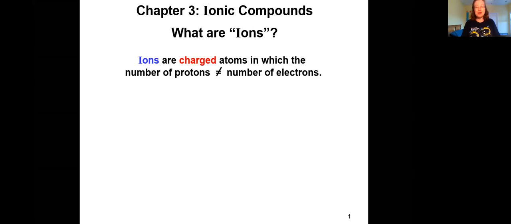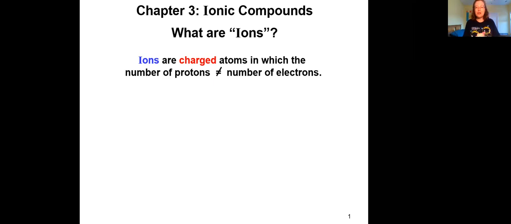Remember back in chapter 2, we learned that the atomic number for each element told us how many protons were in each atom. And that was where we start with the number of electrons as well. As long as an atom is neutral, the number of protons equals the number of electrons.